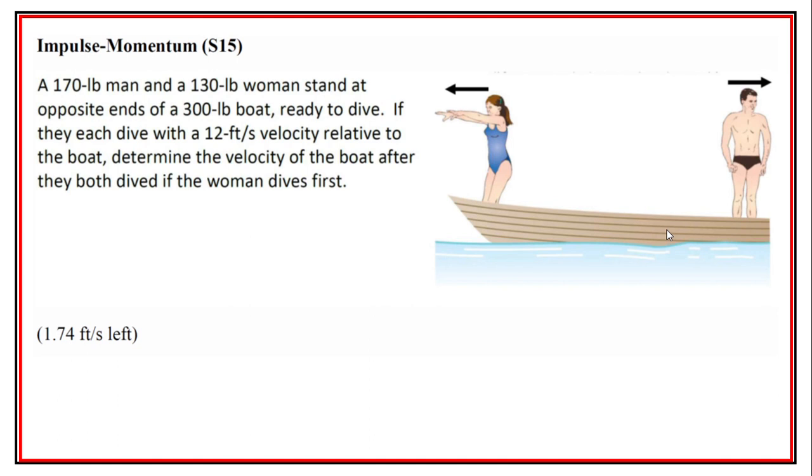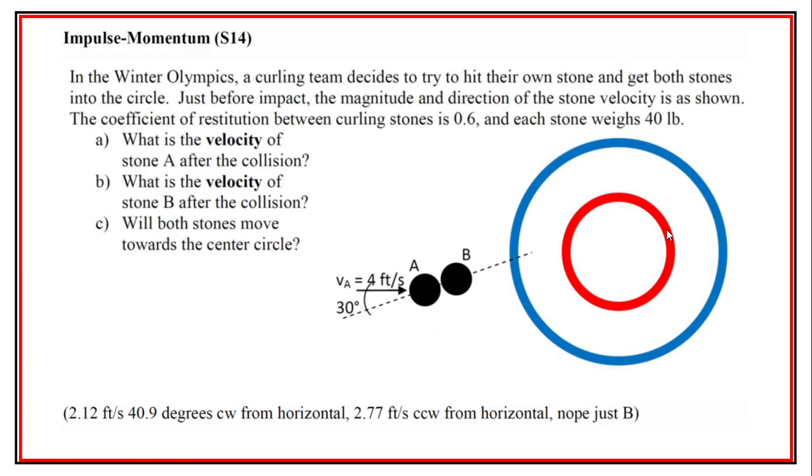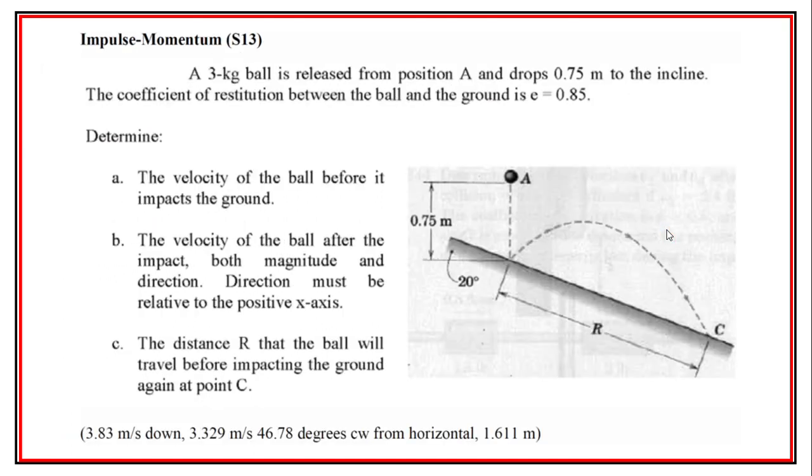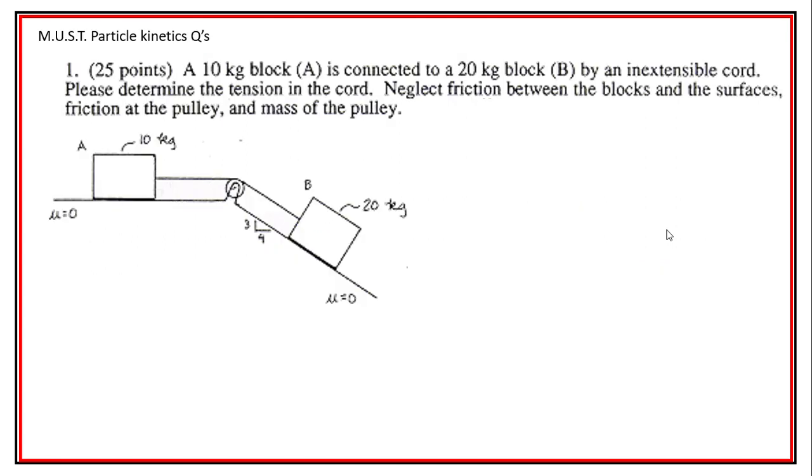There are all kinds of variations in all kinds of books, like jumping off of boats, or walking along a boat, which is kind of interesting. Work energy, impulse momentum, work energy, impulse momentum. You get the idea. All right.